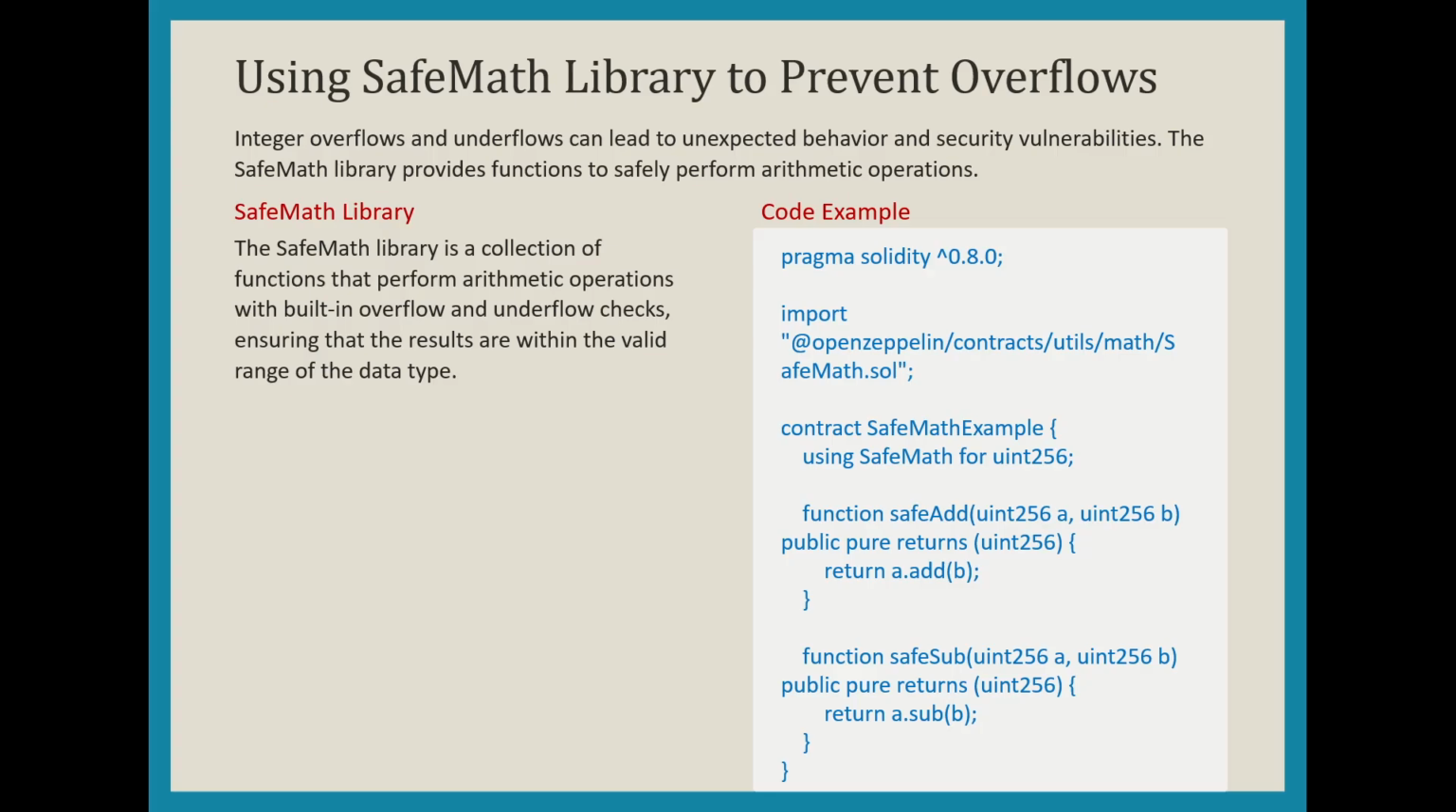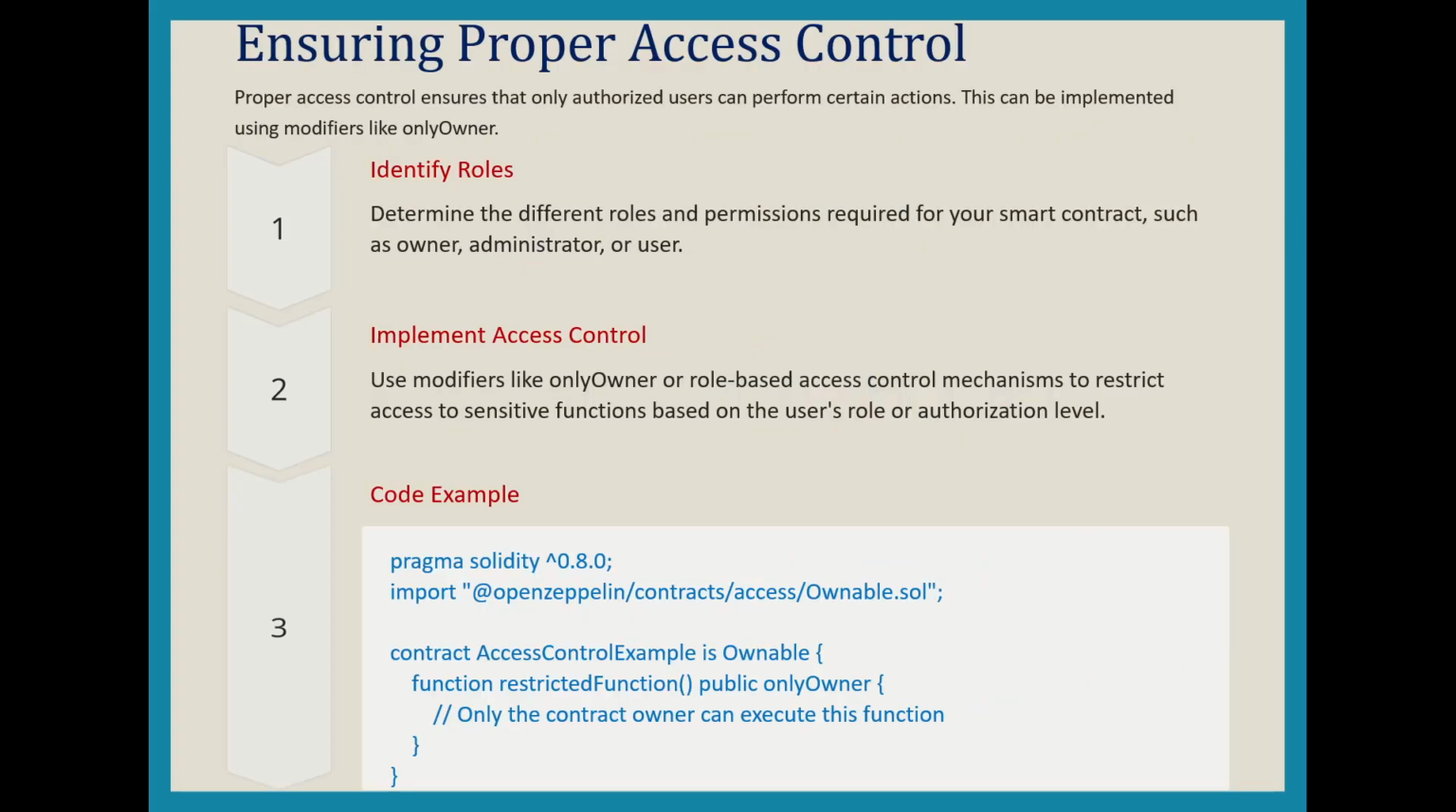The sub function from SafeMath is used to perform the subtraction operation. Next, ensuring proper access control. Proper access control ensures that only authorized users can perform certain actions. This can be implemented using modifiers like onlyOwner. So this is very basic, right?